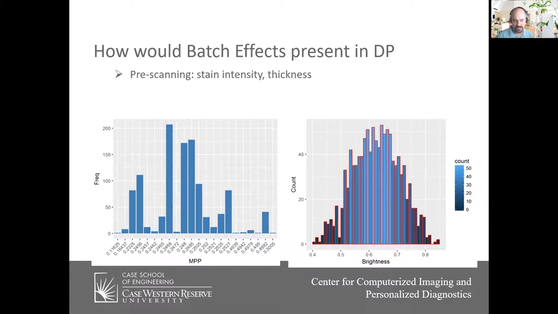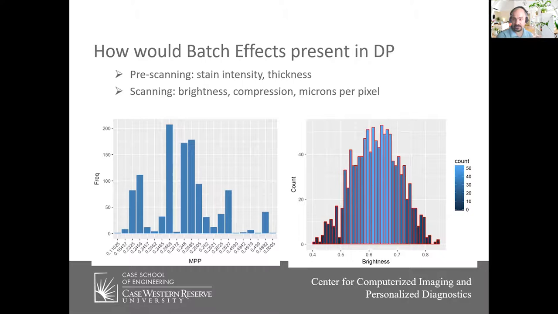Lots of possibility for them to be introduced. We see differences in stain intensity and slight tissue differences, thicknesses in tissue. There's also some scanning concerns associated with brightness, different levels of compression as you save the image. Microns per pixel is especially interesting because it essentially means that each pixel that the computer has access to corresponds to a different physical length, which can lead to some batch effects there as well.